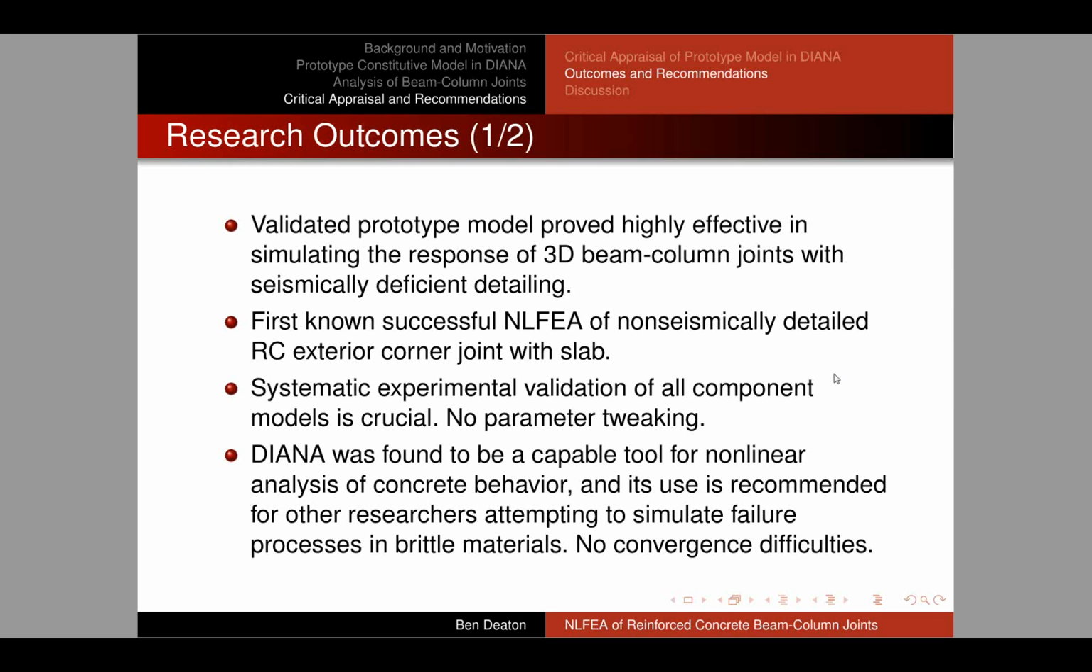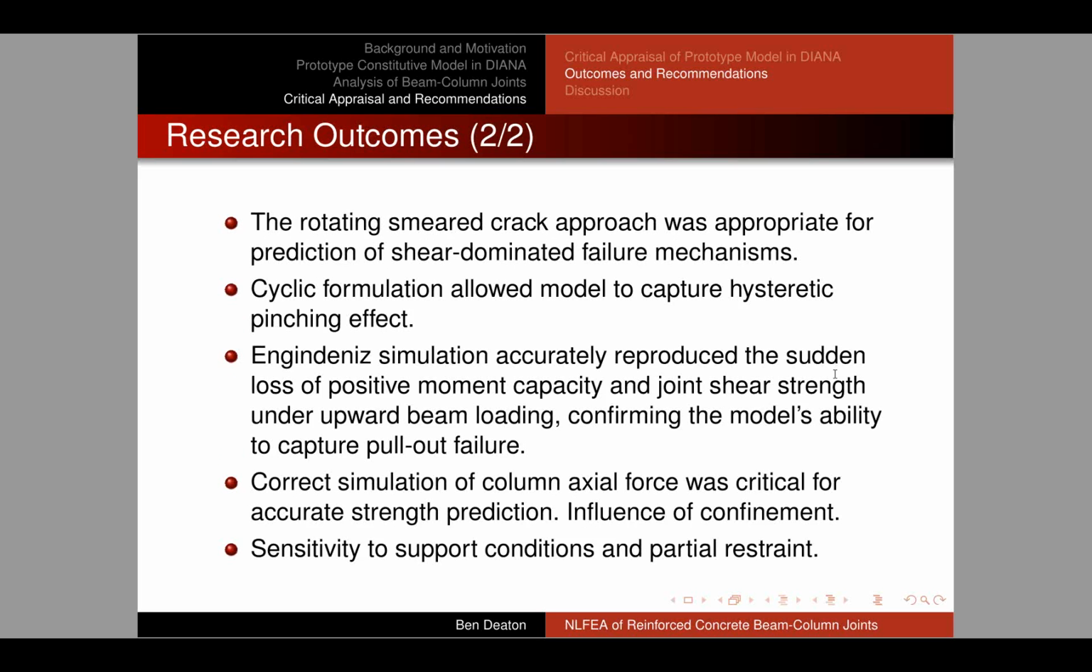I found that Diana was a very capable tool for nonlinear analysis of concrete behavior and highly recommend its use for other researchers or consultants attempting to simulate failure processes in brittle materials. I mentioned that I began my study using a competing nonlinear FEA code that was already available to me in-house, and that was finally abandoned because of convergence difficulties. But when I made the move to using Diana, I encountered no convergence difficulties throughout the course of this study, at least none that I could not easily diagnose and remedy. So this is almost unheard of, I think, in terms of solving as unstable a problem as the one I was looking at. So I think you'll be very, very pleased using Diana for a nonlinear simulation like this where convergence is difficult. Okay, what else?